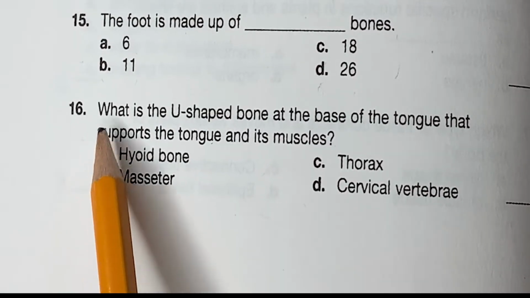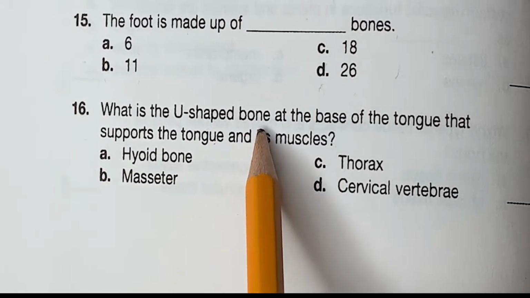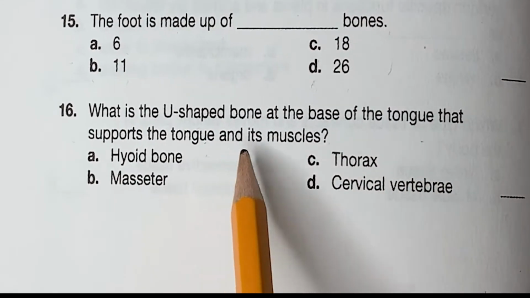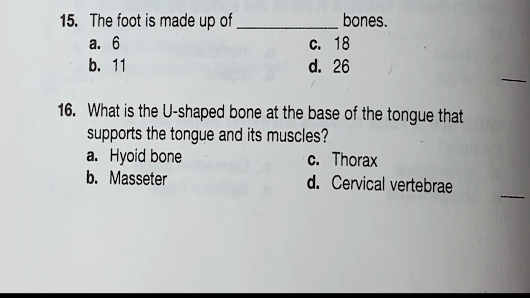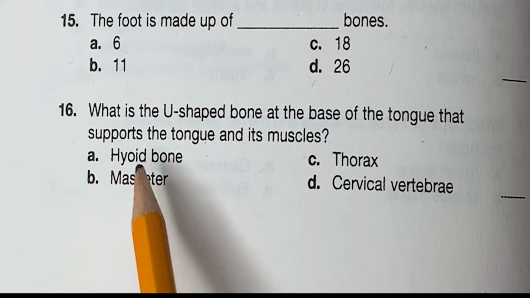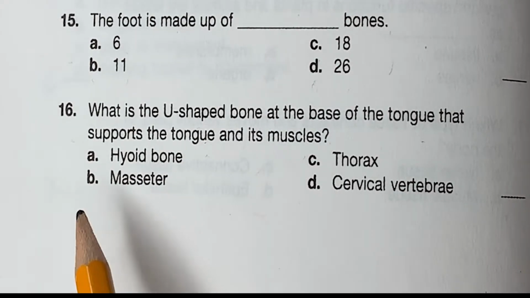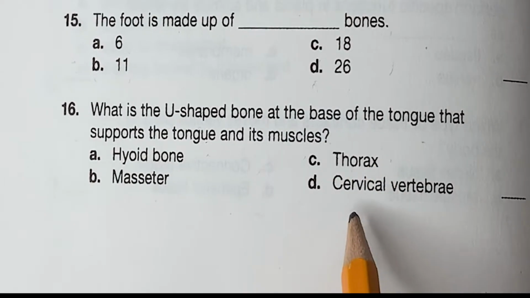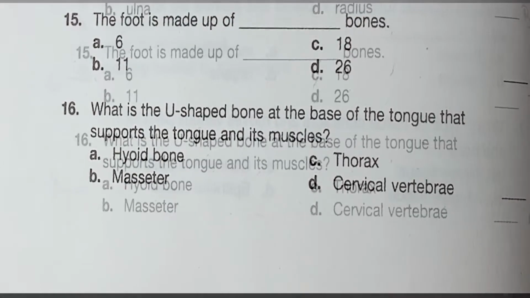Number 16. What is the U-shaped bone at the base of the tongue that supports the tongue and its muscles? Is it A, hyoid bone, B, masseter, C, thorax, or D, cervical vertebrae?